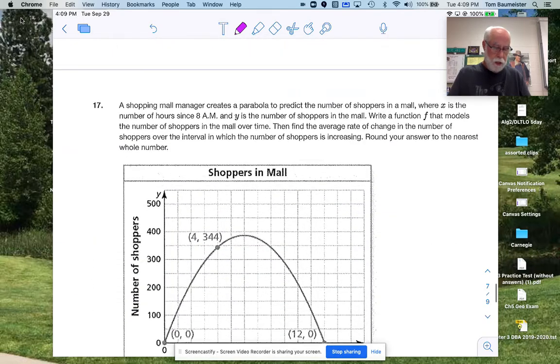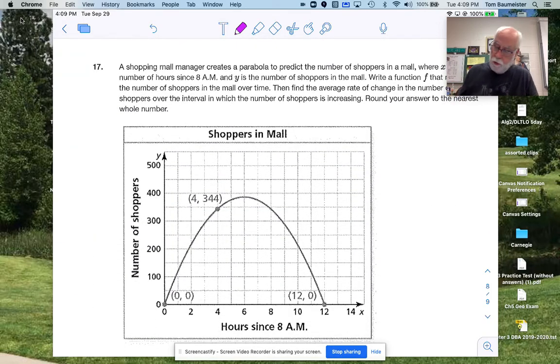Okay, let's see. A shopping mall manager creates a parabola to predict the number of shoppers in a mall where X is the number of hours since 8 a.m. and Y is the number of shoppers in the mall. Write a function that models the number of shoppers in the mall over time, then find the average rate of change in the number of shoppers over the interval in which the number of shoppers is increasing. So again, they're only making us do one. Remember, on the homework, we had to do 2 of them, and on the notes, I did 2 of them.